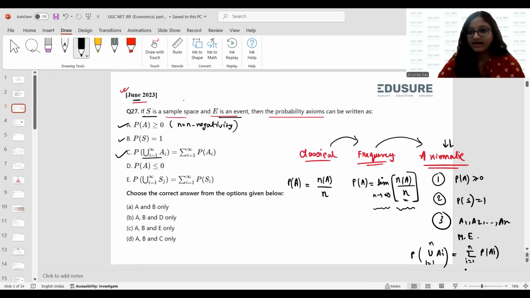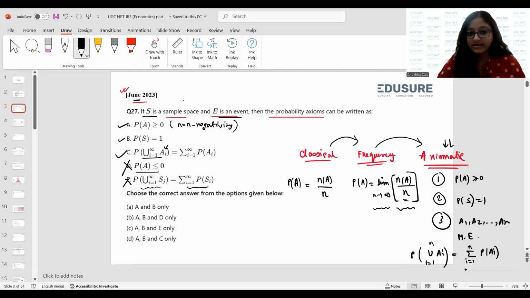Now see why D and E are not correct. D says probability A is less than or equal to 0. Can probability be negative? The answer is no. Probability of any event is a fraction, lies between 0 and 1, both inclusive. That is why negativity is not possible. And here, they are dividing the sample space into different parts, but this is not there in the axiom. We only talk about the events.